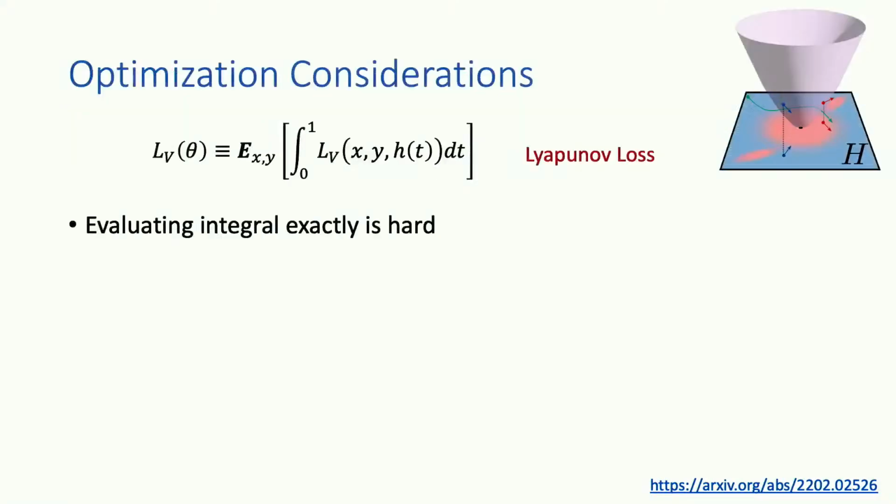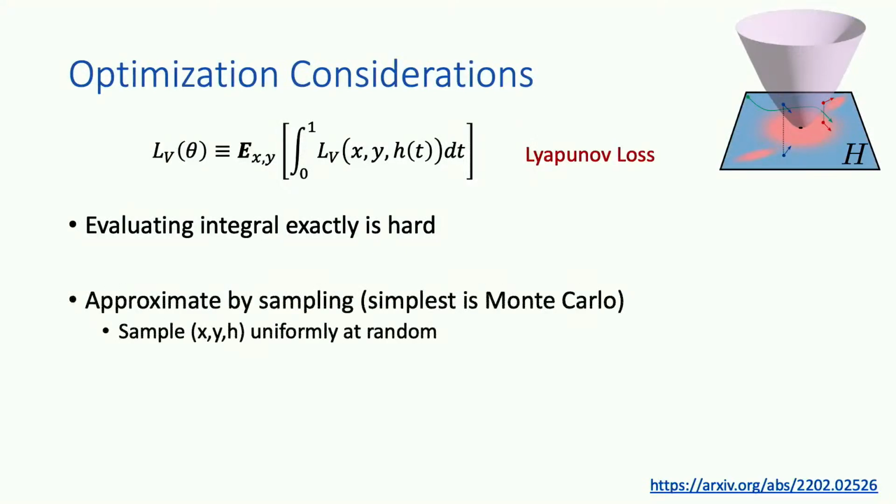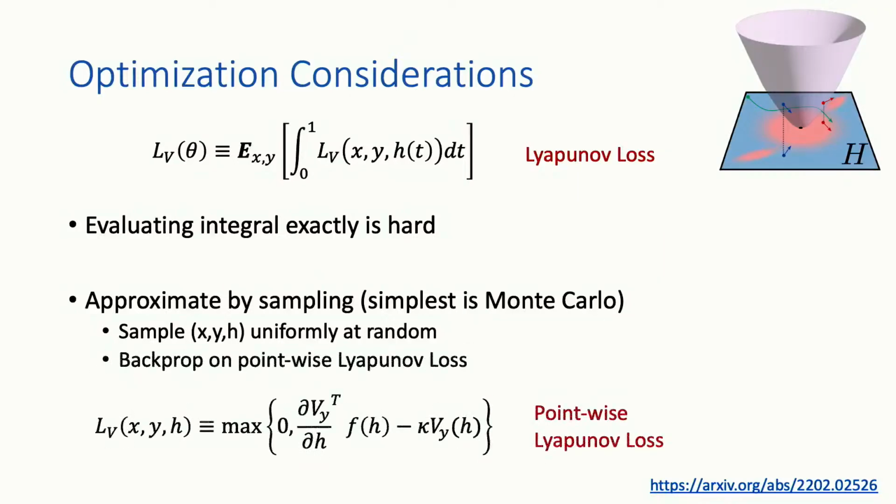A few quick optimization considerations. Of course, evaluating this integral exactly is hard. And so we do the simplest thing you can do, which is approximate by Monte Carlo sampling. That means we sample a data point, a training example, and a state uniformly at random or under some distribution. And then if it violates the Lyapunov loss, it induces a gradient. If it doesn't violate the Lyapunov loss, it has zero gradient. And of course, we do this in a batch at a time because PyTorch uses batch gradient descent.